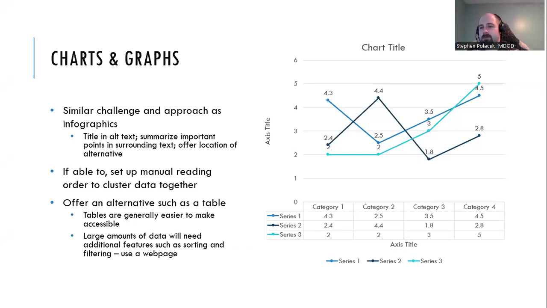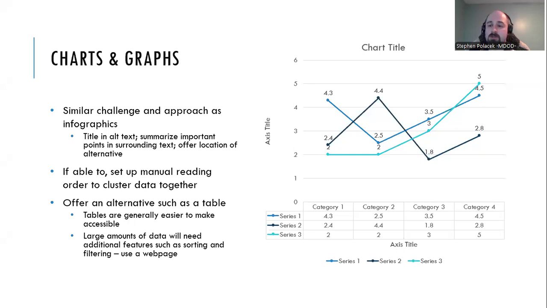So that's why we need to have an alternative method set up as a secondary way for users to get to this information. Usually for data, that's going to be a table. They're generally easier to make accessible. They can still be a challenge, and they can still not always perform as needed, but they're going to generally be better than a chart or a graph.